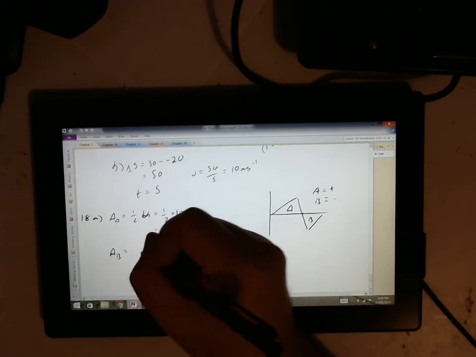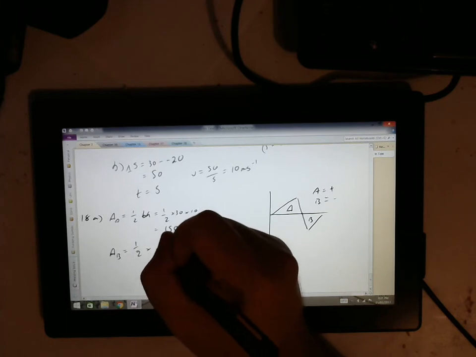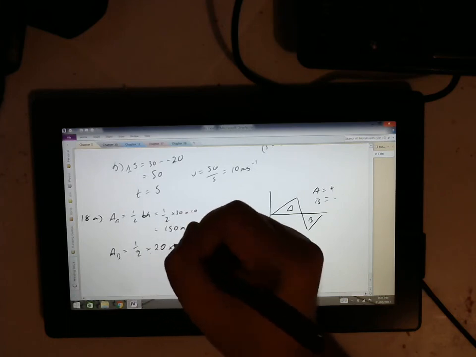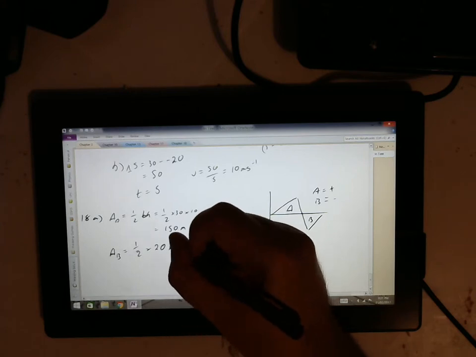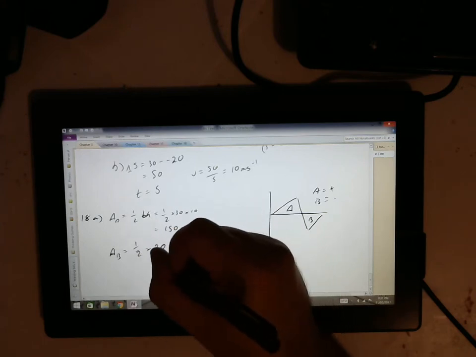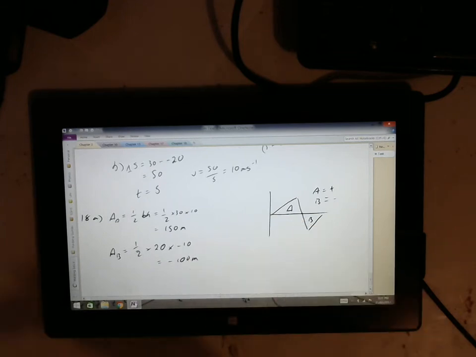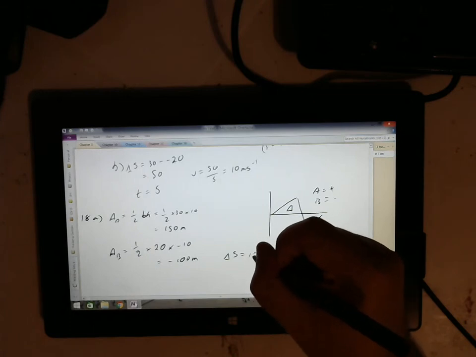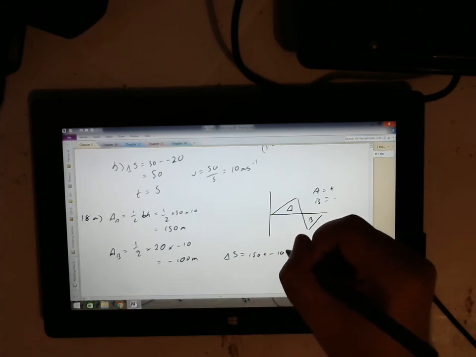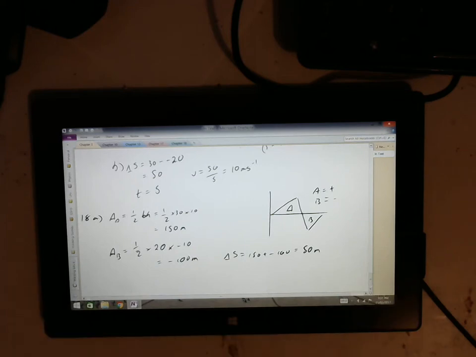The area of B, triangle again, the base is from 30 to 50, so it's going to be 20, and the height is from 0 to negative 10, so times negative 10 equals negative 100 meters. So now we want to work out the displacement. The displacement is going to equal 150 plus minus 100 equals 50 meters. So after that time, it's travelled 50 meters down.